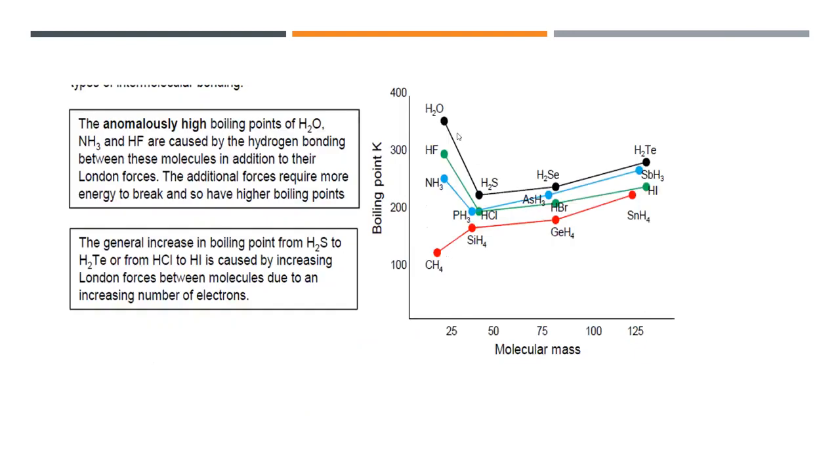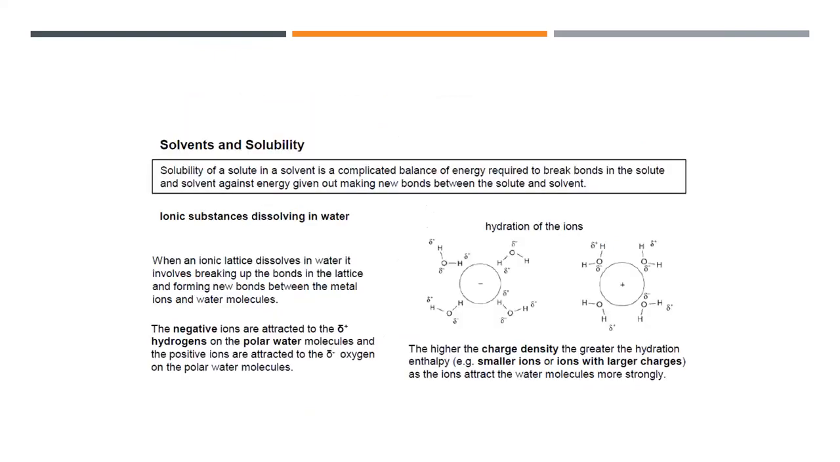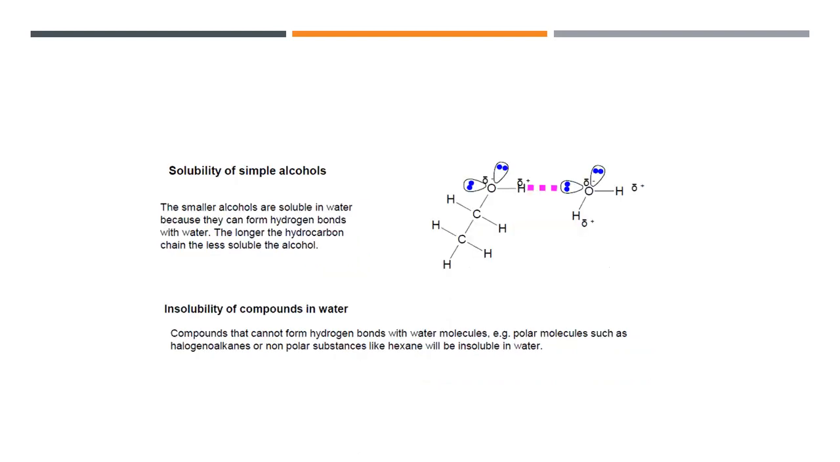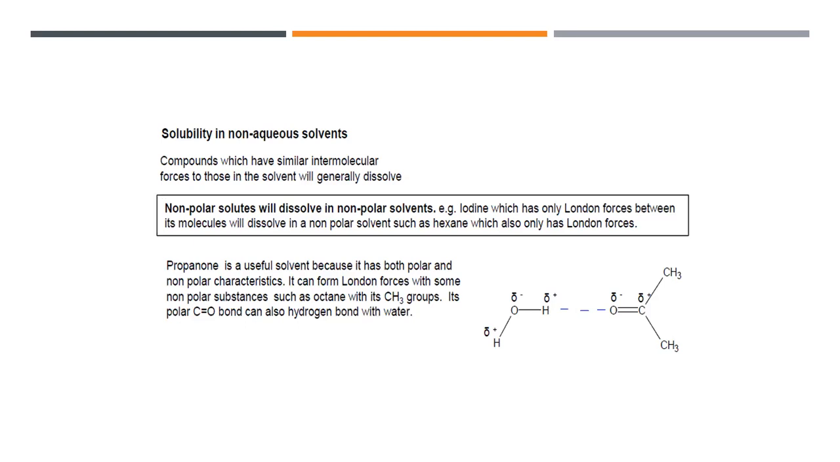And the trend of how the hydrides of groups 5, 6, and 7 change is very important. You should learn this. Then the solubility of an ionic compound depends on hydration energy and lattice energy. If the hydration energy is more than the lattice energy, the substance dissolves. And if it is less than the lattice energy, the substance will not dissolve. For covalent substances, they should have the same type of forces. If they have the same type of forces, then the substance dissolves. Otherwise, it won't dissolve.